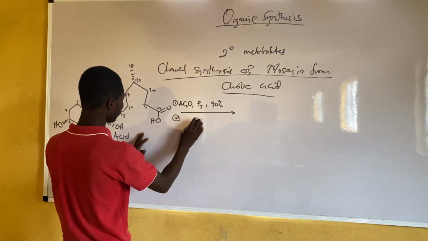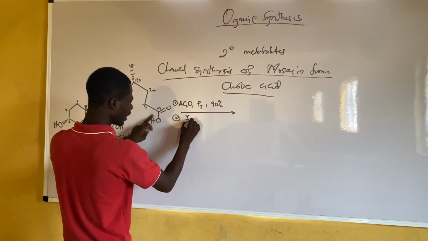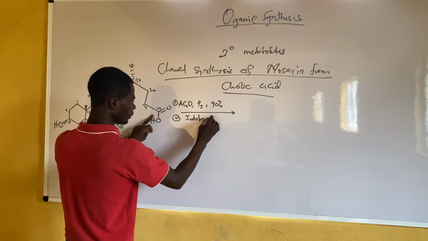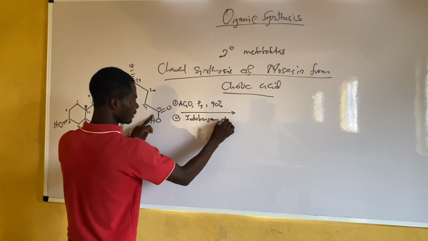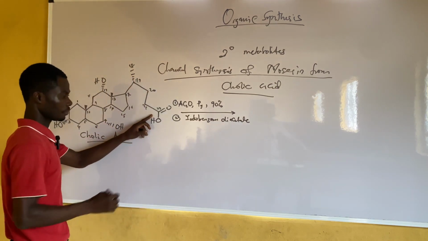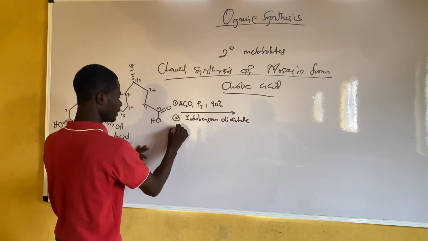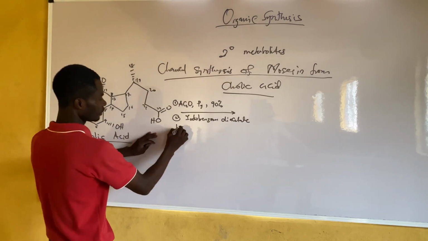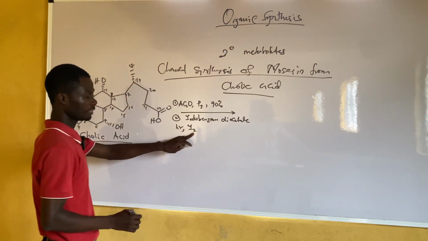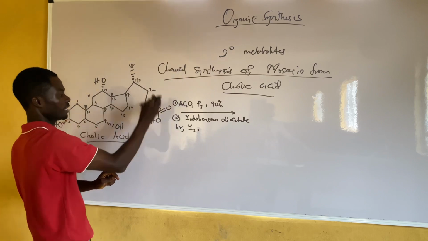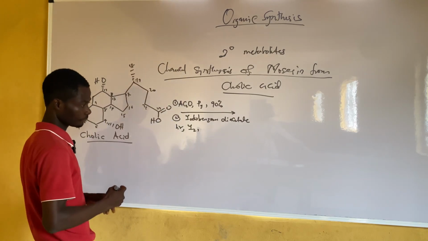We can make use of iodobenzene diacetate, which will need radiation, that is ultraviolet radiation, in the presence of iodine. Actually, we want to iodinate this group, so we want to get rid of this entire carboxylic group.